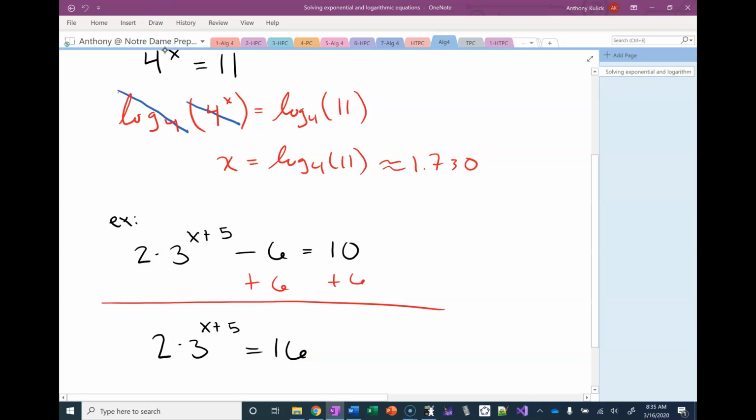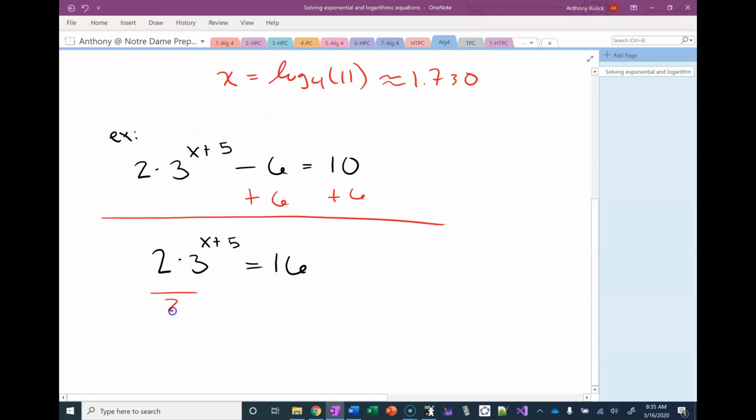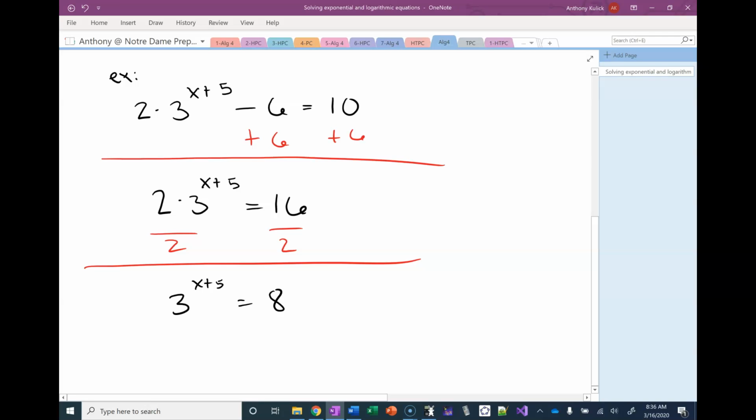Next thing we'd want to do is we need to undo that multiplication. So we need to divide both sides by 2. And now we're at a place where we can try to cancel the 3. So the 3 is an exponent base. And what operation do we know is going to cancel an exponent base? A logarithm.